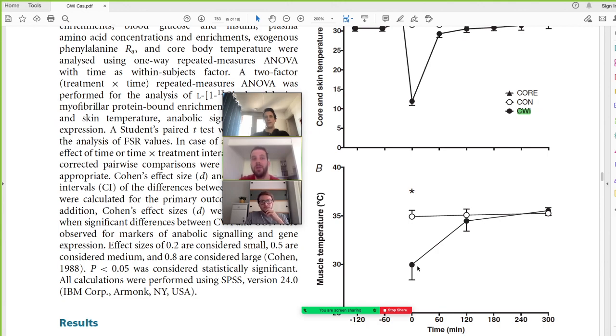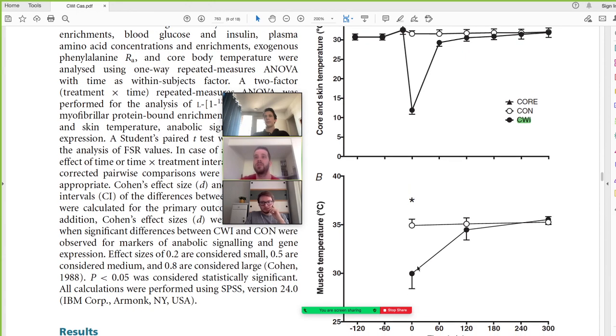So we found a clear reduction in muscle temperature. The cold water immersion was very effective, also in line with what we know from previous studies, that it indeed does reduce muscle temperatures substantially. And we also found this: it did go back, however, relatively fast in the 5-hour recovery period. At 2 hours and 5 hours, there was no significant difference anymore. But the initial effect is pretty strong.